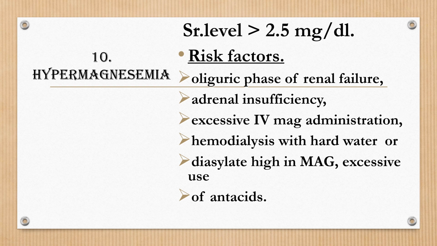Then the final condition is hypermagnesemia. That is, the magnesium level in the blood is increased. That is, the serum level of magnesium is more than 2.5 milligram per deciliter. So here we see what factors may lead to magnesium level increases. First of all, the oliguric phase of renal failure, then adrenal insufficiency, excessive intravenous administration of magnesium, hemodialysis with hard water or dialysate high in magnesium, and excessive use of antacids. These are the risk factors that lead to hypermagnesemia.